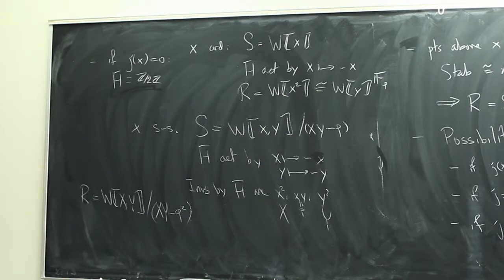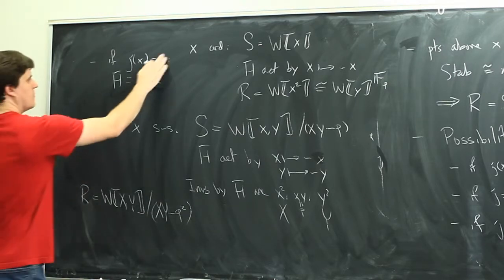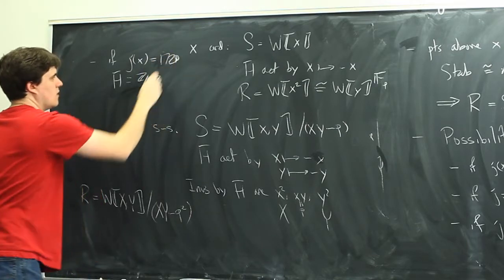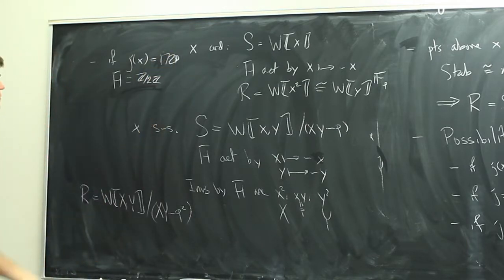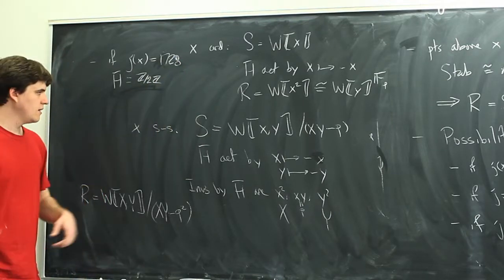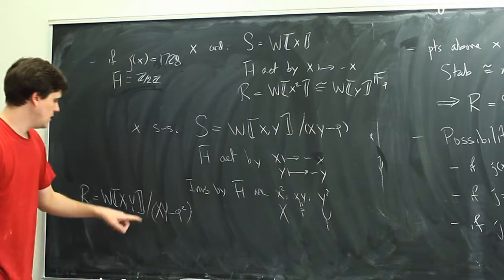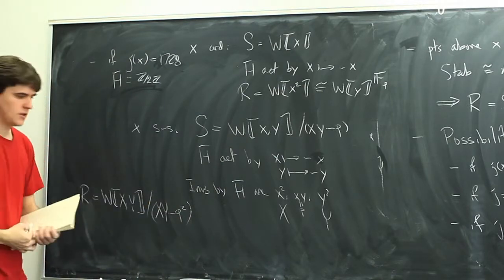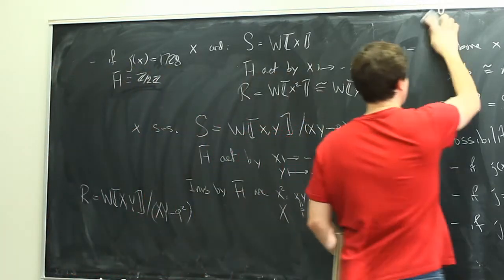And then when j is 1728, or maybe I mixed these up. When j is 0, then you get z mod 3z, and it's going to be the same thing here. This will just be a cube, but it's still regular. And here you get p cubed. Okay, so let me summarize what just happened.